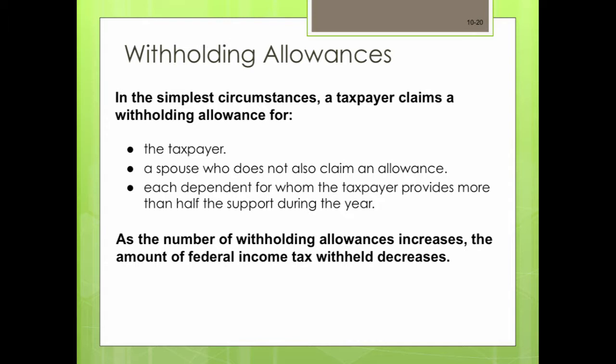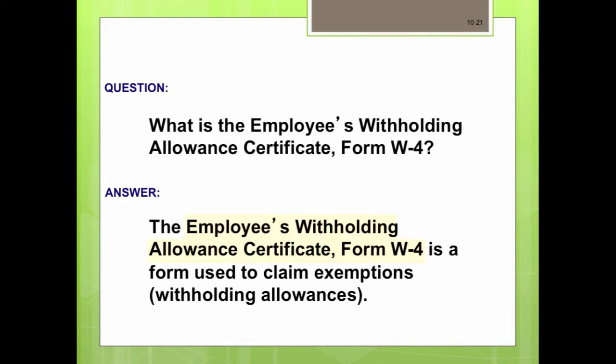So you might know if you work for someone that you have to fill out a lot of paperwork when you get hired, and one of those forms is the W-4 form. This is where you claim how many allowances you're going to claim. And that's what the employer uses to determine the number of withholding allowances for you specifically. Okay, so what is the W-4 form? That's an employee's withholding allowance certificate, and it's a form used to claim exemptions or withholding allowances.